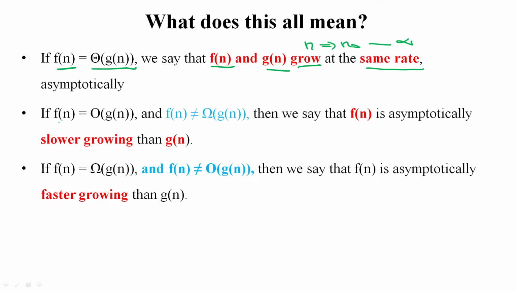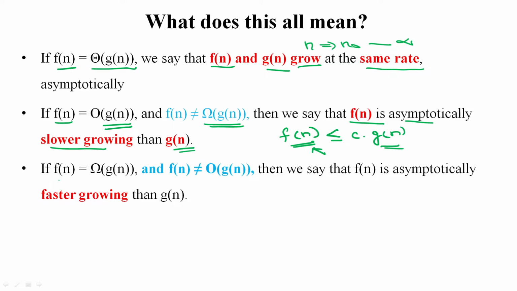But the second observation: f of n is equal to big O of g of n, that is the upper bound. f of n is not equal to big omega of g of n, which is not the lower bound. In this context we can say function f of n is asymptotically slower growing than g of n, because here the condition for big O is f of n less than or equal to c into g of n. So f of n is always less than or equal to g of n. So here f of n is slowly growing than g of n.